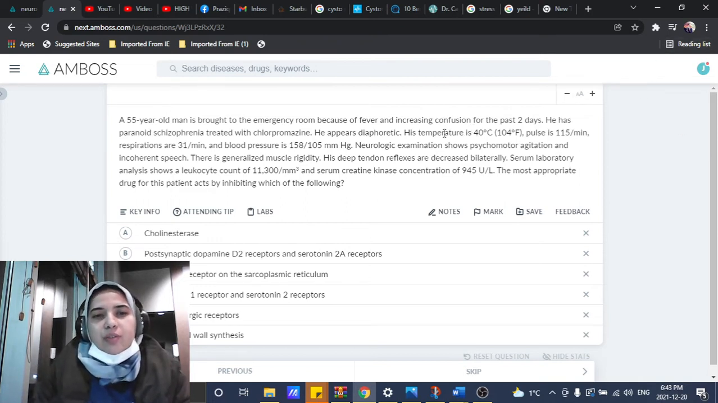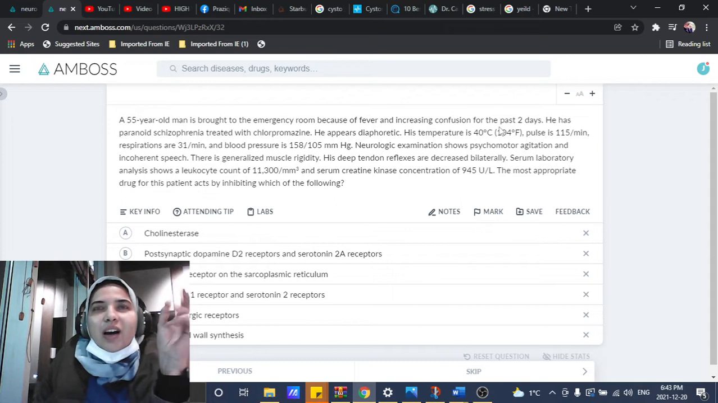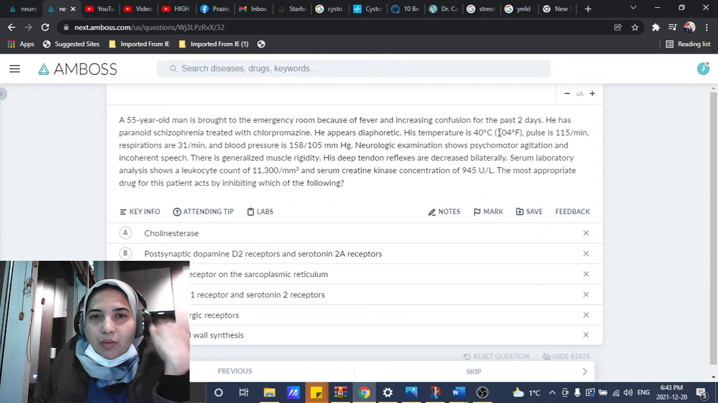A 55-year-old man is brought to the emergency room because of fever and increased confusion for the past 2 days. Oh, and disclaimer, I did not study neuro before this. I haven't read the First Aid section very thoroughly, and this is not at all sponsored by AMBOSS or anything like that. I'm just going through a QBank that I think is useful. It's helped me get through a couple of topics like GIT and respiratory.